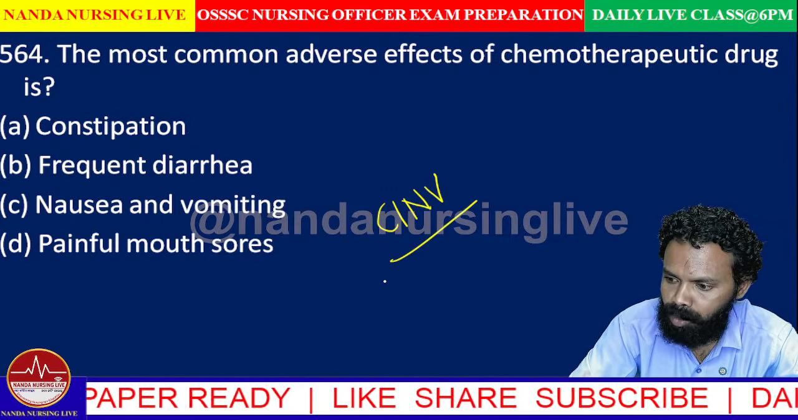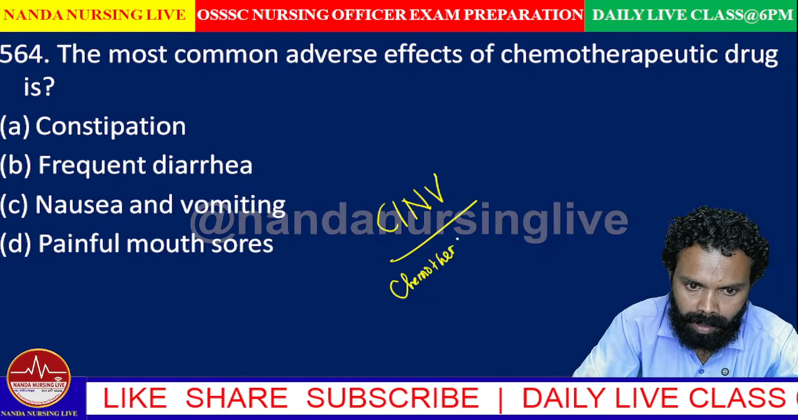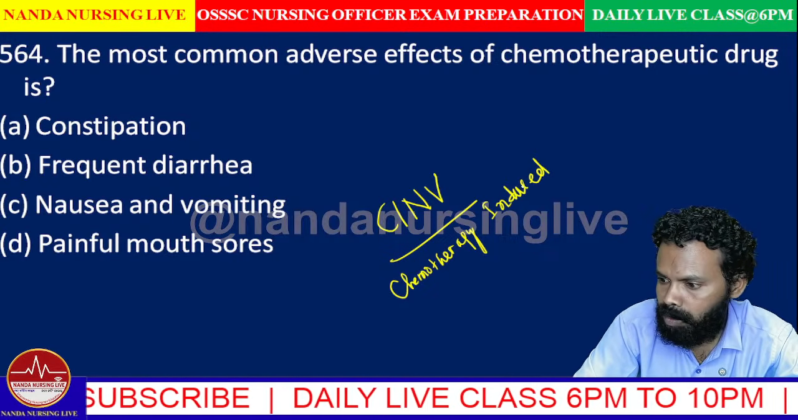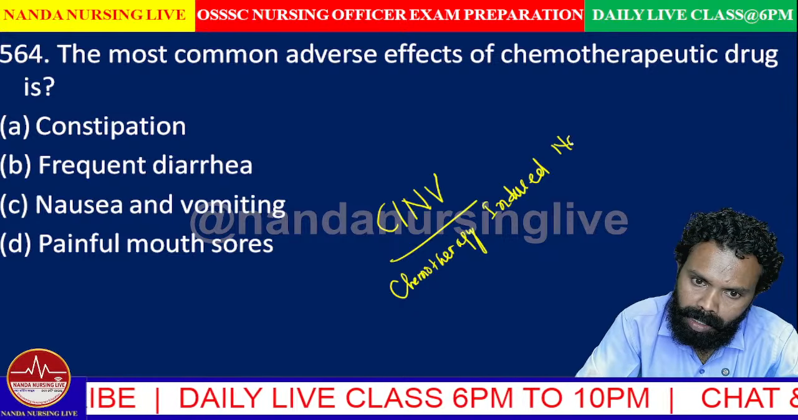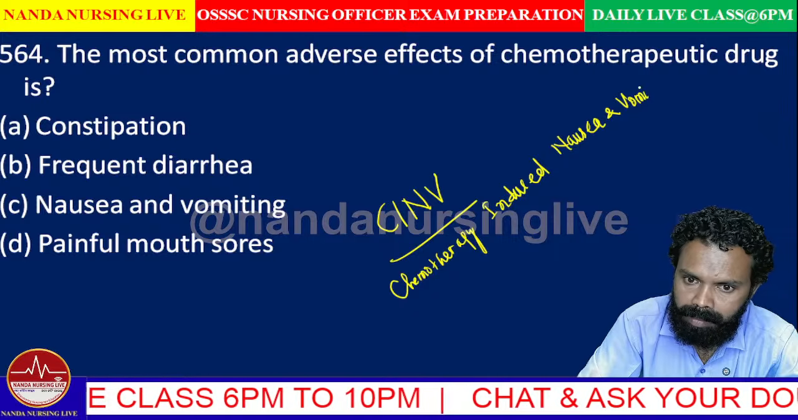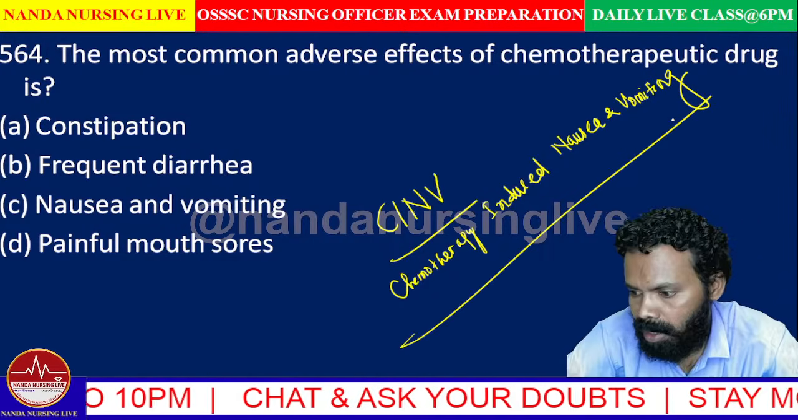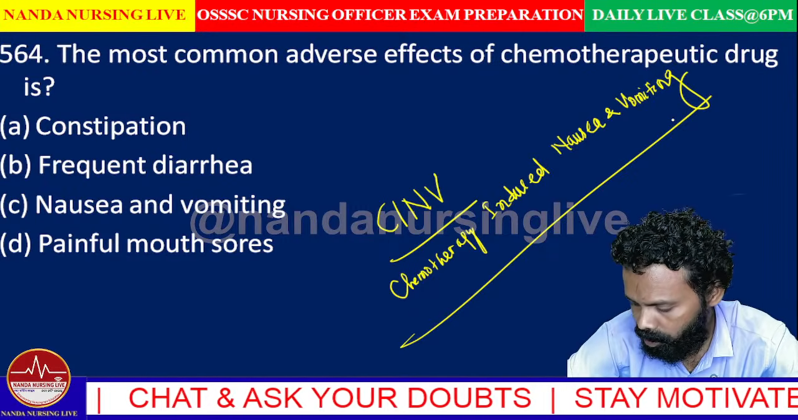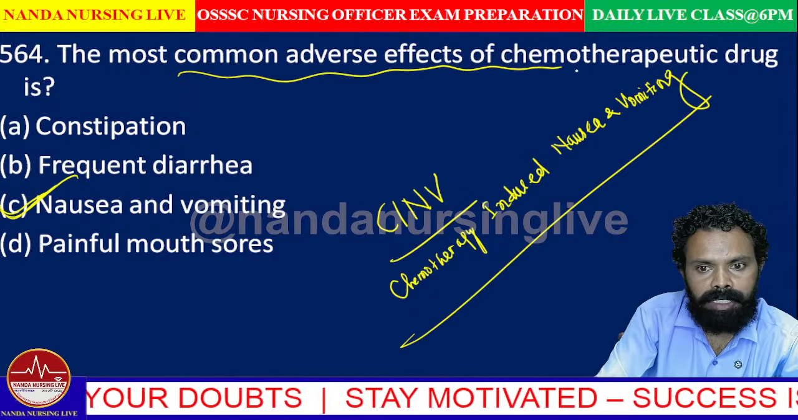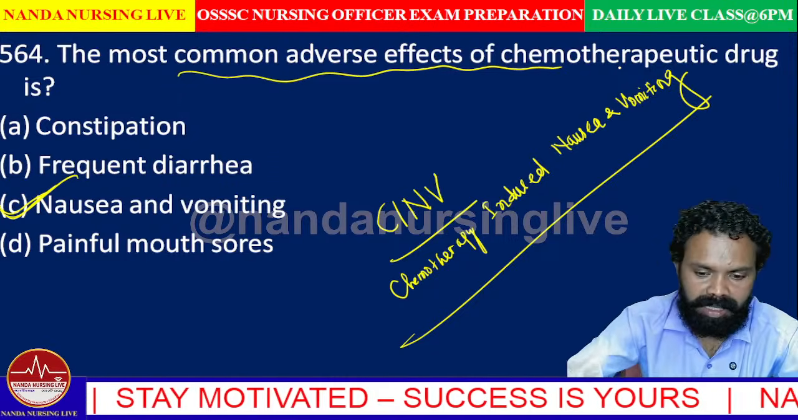CINV, chemotherapy-induced nausea and vomiting. So option C is the correct answer. The most common adverse effect of chemotherapeutic drugs is nausea and vomiting, right?